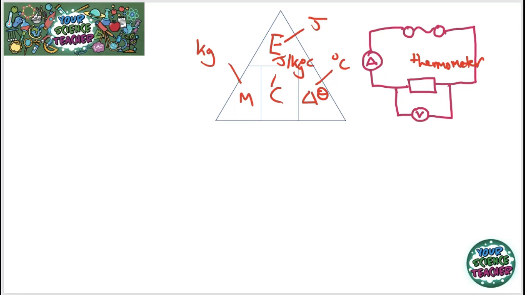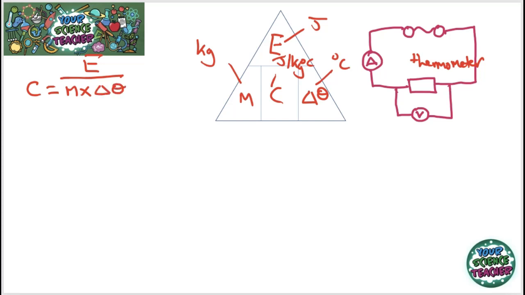And let's do a step-by-step of how I could work out the specific heat capacity. The first thing I'm going to do is rearrange the equation and make specific heat capacity the parameter I want to work out. So specific heat capacity is equal to the energy divided by the mass times the change in temperature.